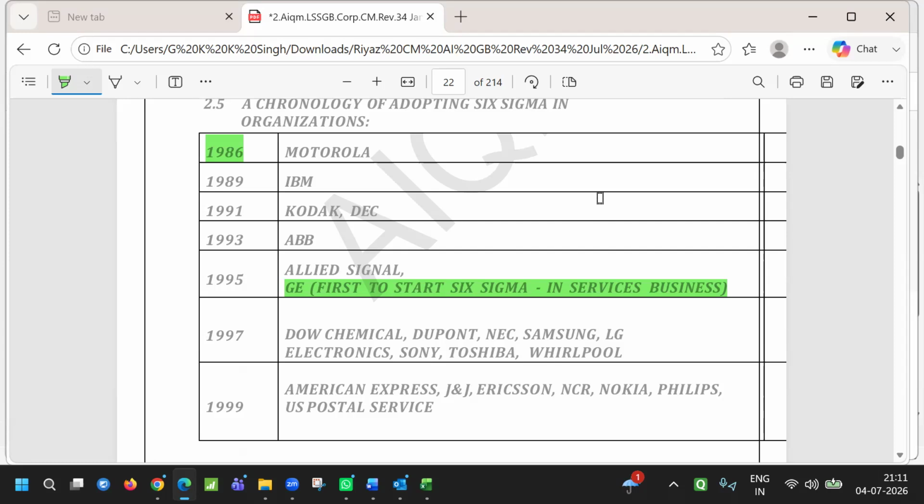I think Kodak and GE. Sorry? Kodak and General. Yeah, Kostas. Hi. So one is Kodak. I think Kodak also. Yeah. Yes. So what happened to Kodak?